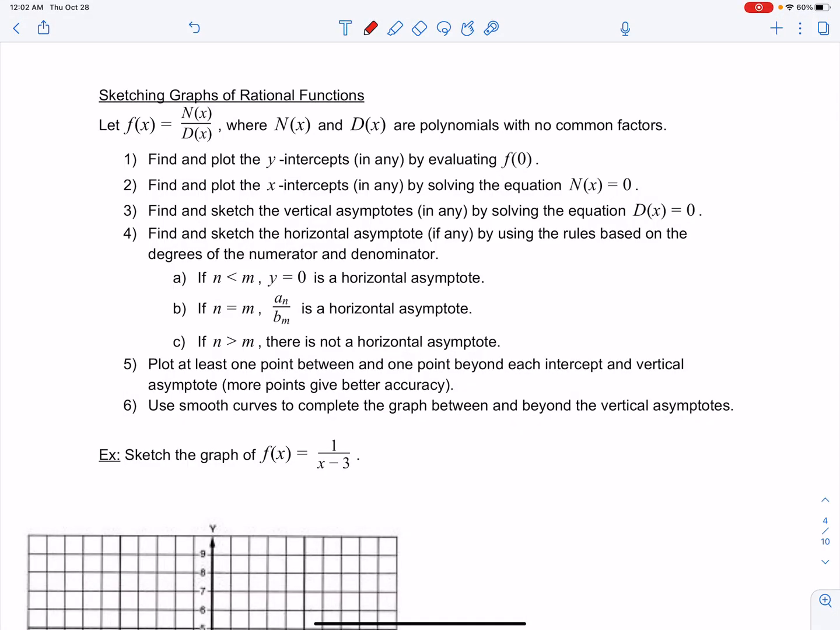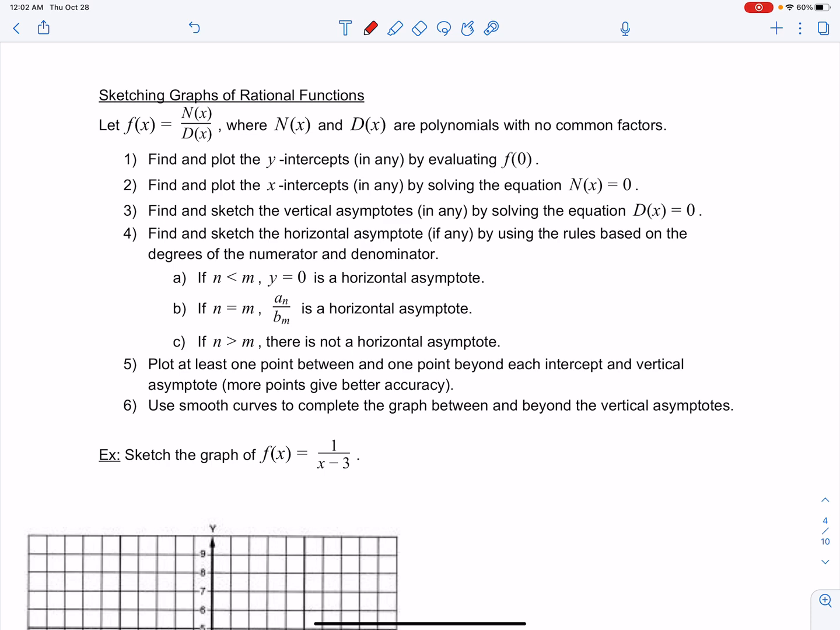So now we're going to look at actually sketching the graphs of rational functions. If we have a rational function, we go through these steps to sketch the graphs by hand. We're going to find and plot the y-intercepts, if we have any, by evaluating the function when x is equal to 0. We're going to find and plot the x-intercepts, again, if we have any, by solving the equation, taking the numerator of our rational function and setting it equal to 0. We can find and sketch the vertical asymptotes by looking at the equation the denominator of x equals 0.